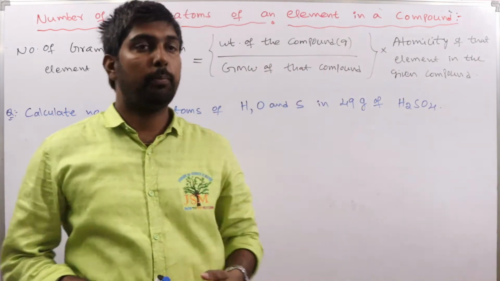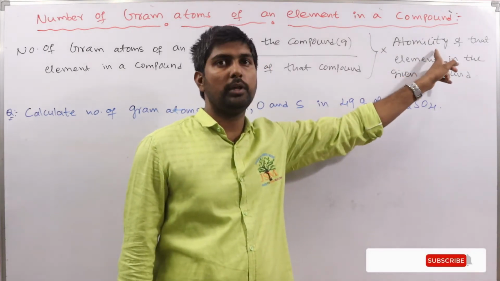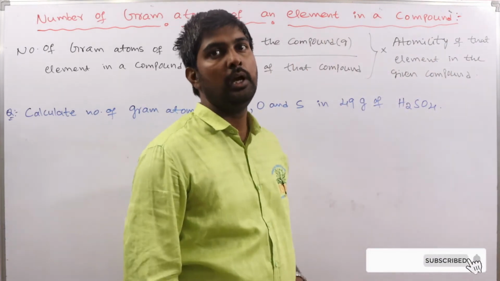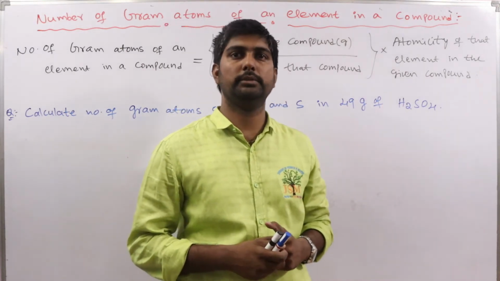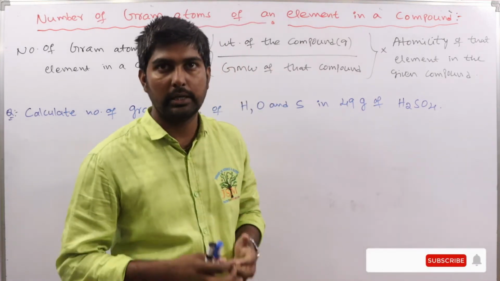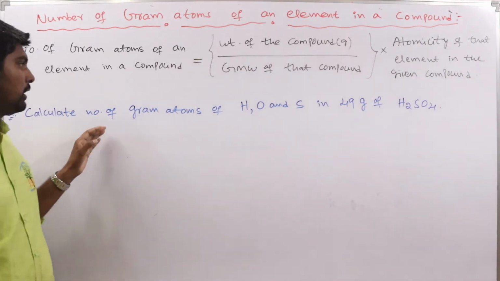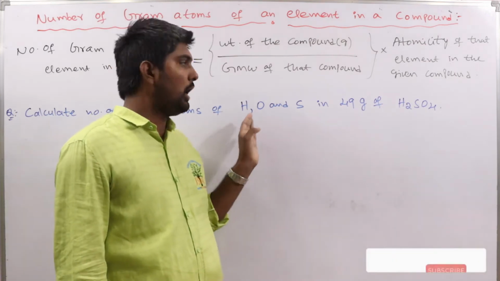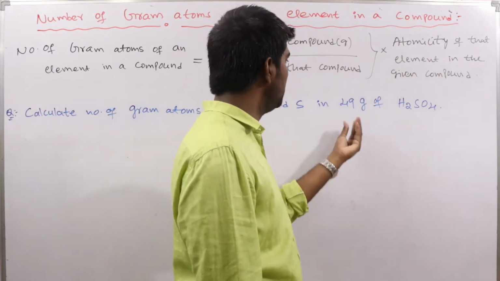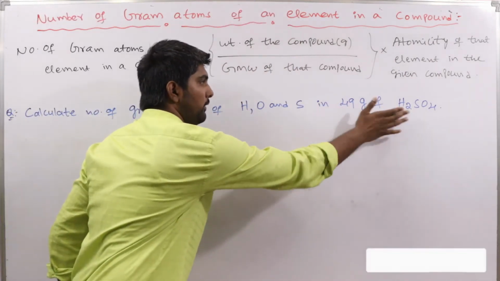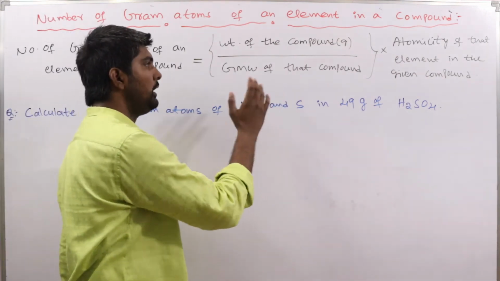For a particular element in a given compound we are going to calculate, we have to take its atomicity. We know what atomicity is: how many times atoms of a particular element are present in the molecule. With this example we can understand easily. Look at the problem, how they ask in the examination. Calculate the number of gram atoms of hydrogen, oxygen and sulfur in 49 grams of H2SO4.